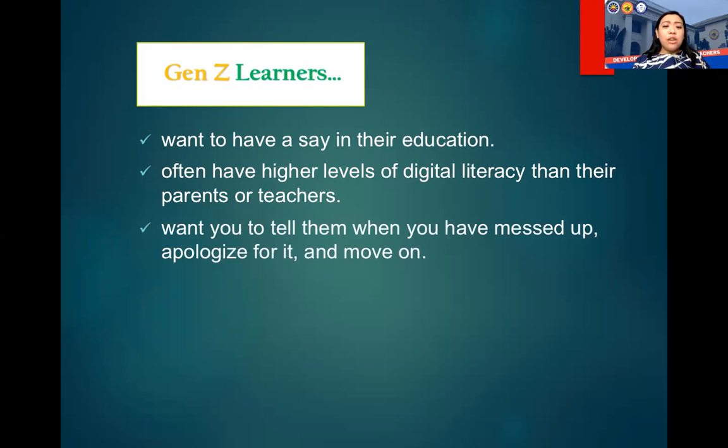Generation Z learners also want you to tell them when you have messed up, you need to apologize. We have to know that our learners are Generation Z, therefore they will be able to tell if we commit some mistakes. We have to be honest in saying, oh, I'm sorry, we have to apologize, rather than pretend. Because Generation Z learners want us to do that.